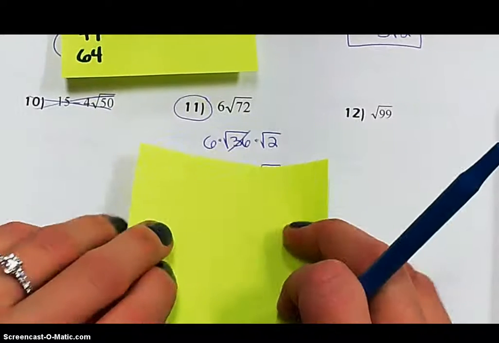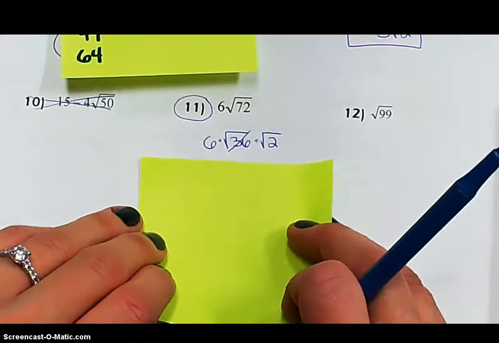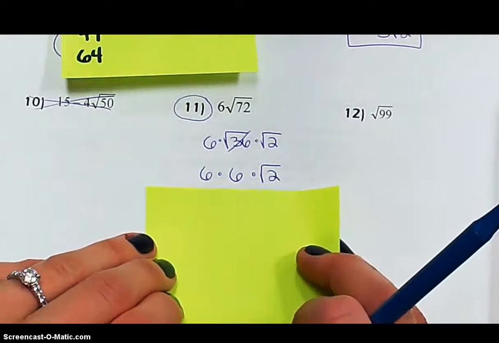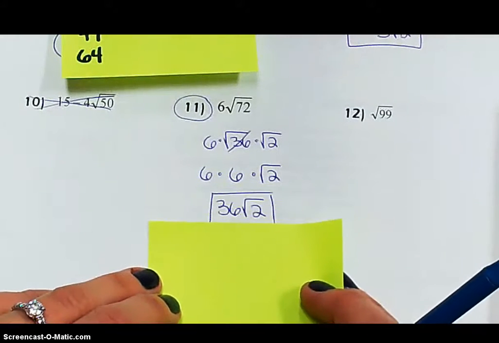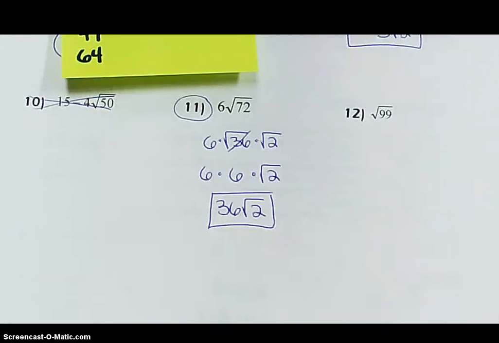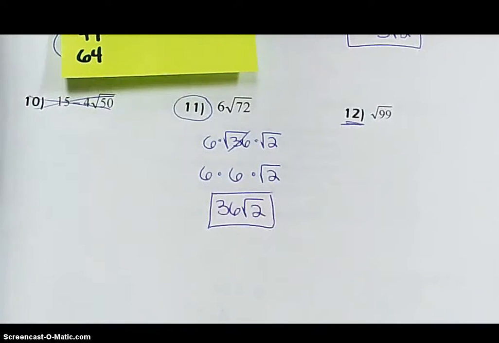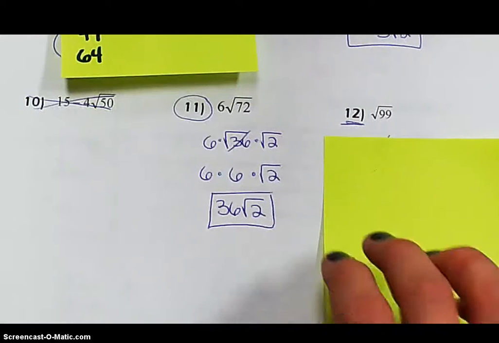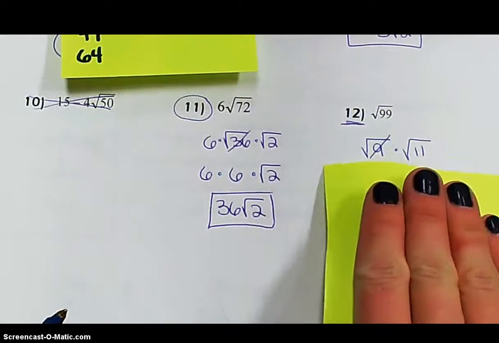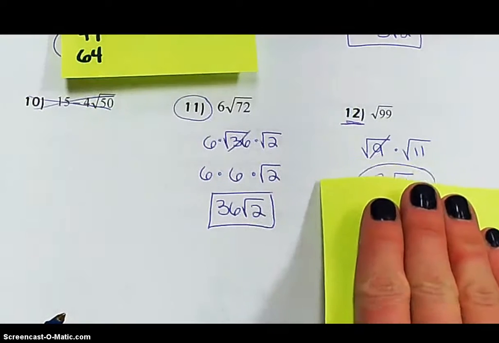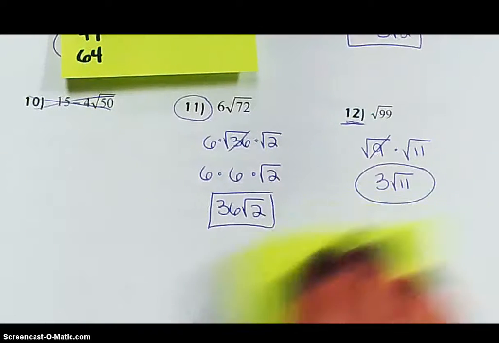All right, let's see how you did. Did you break it down into 36 times 2? If you did, then you get 6 times 6 radical 2, which is 36 radical 2. All right, last problem of the day. I'd like everybody to try question number 12. All right, let's see. Did you break it down into 9 times 11? And then the square root of 9 is 3 radical 11.